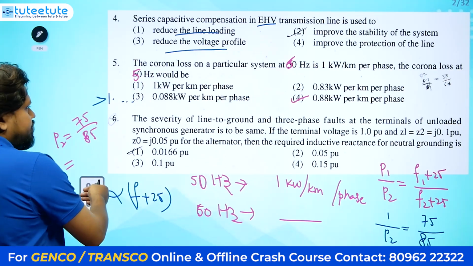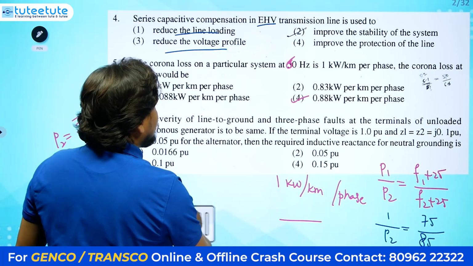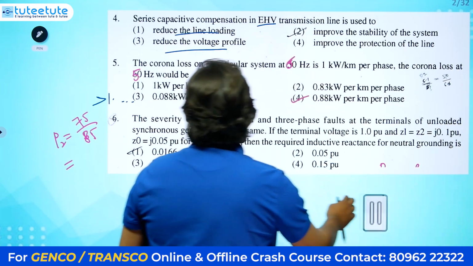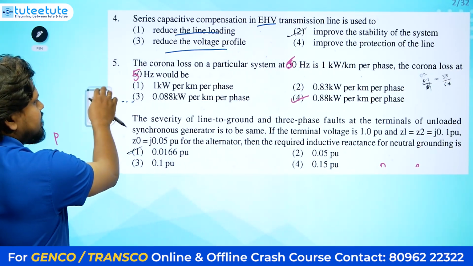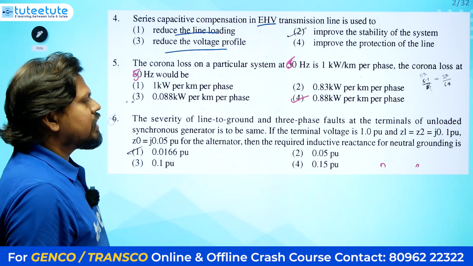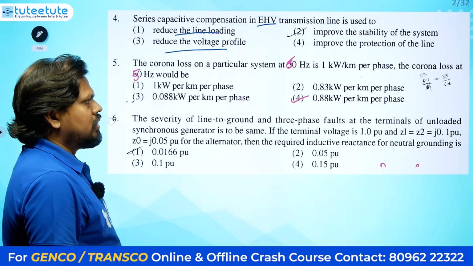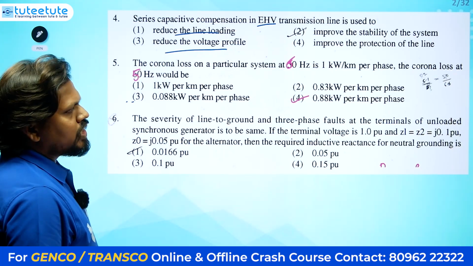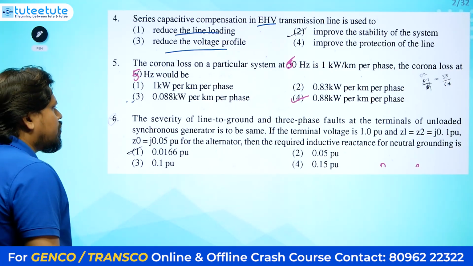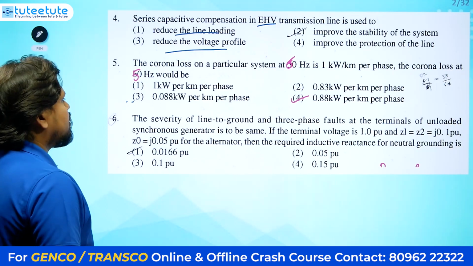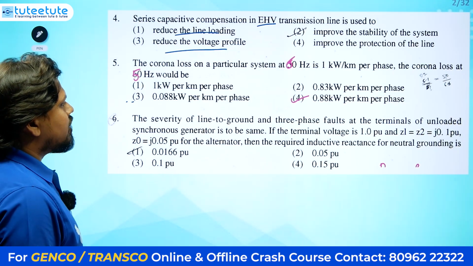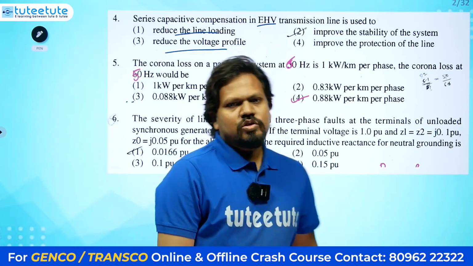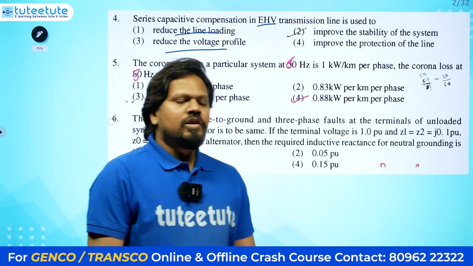Next one: the severity of line to ground and 3-phase faults at the terminals of an unloaded synchronous generator is the same. If the terminal voltage is 1.0 per unit and Z1 and Z2 equal j0.1 per unit, Z0 equals j0.05 per unit for the alternator, then the required inductive reactance of neutral grounding is? It looks like a big question, but it will take only 1 minute to solve if you know the formula.